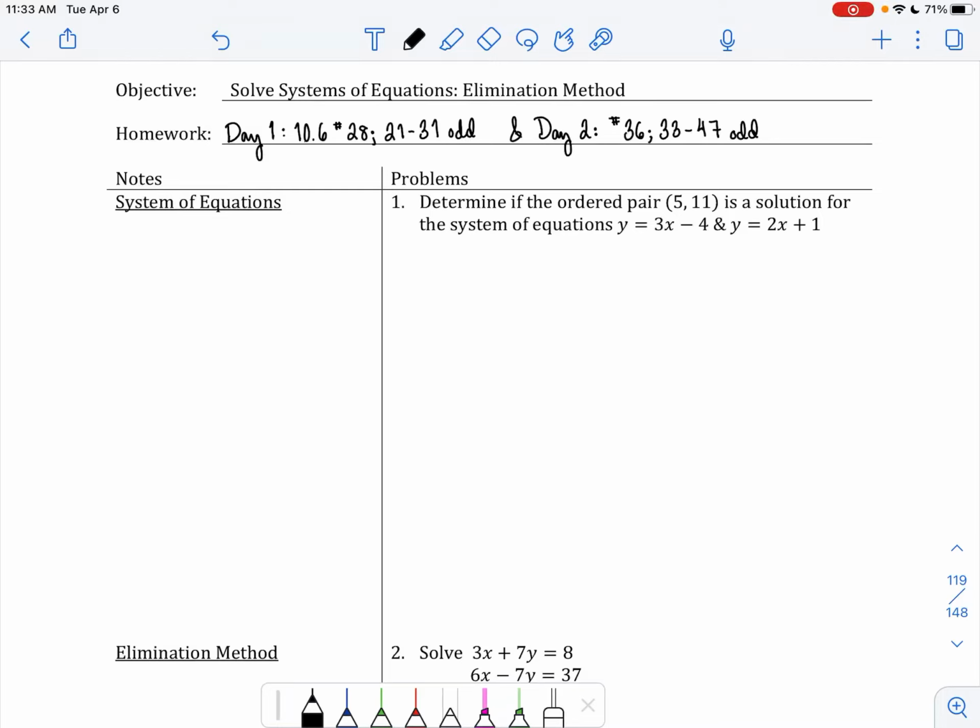Hello there. So we are going to be doing a lesson called Solving Systems of Equations from 10.6. We're going to break this up over 2 days. So we're going to start with a problem set here, and then your next day will actually be the first day of the transition to hybrid.